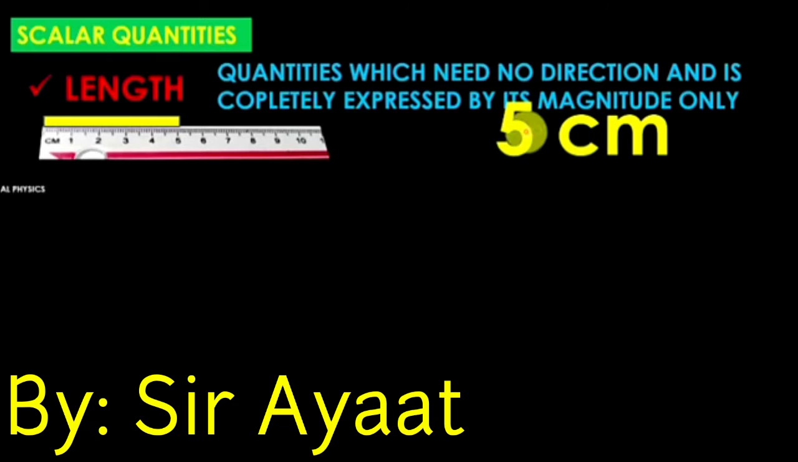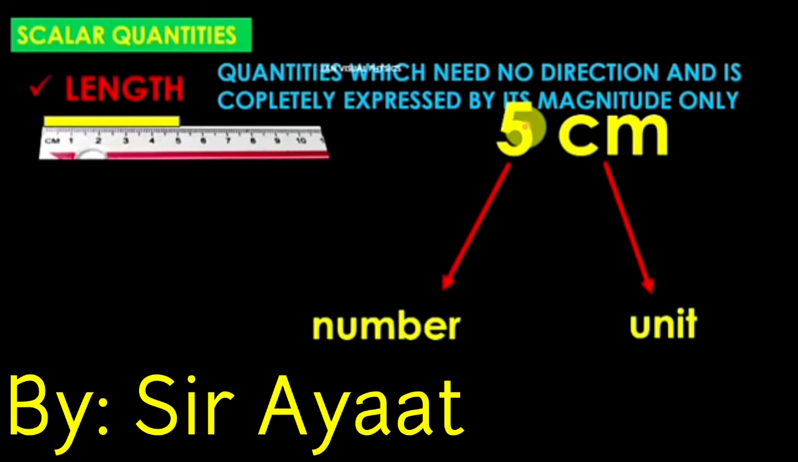Let's say we are going to measure length with the help of a scale. For example, the length is 5 centimeter. Here 5 is a number and centimeter is a unit. So 5 centimeter is a magnitude, because according to the definition, a number with proper unit is called magnitude. So those quantities which we can specify only by their magnitude are called scalar quantities.